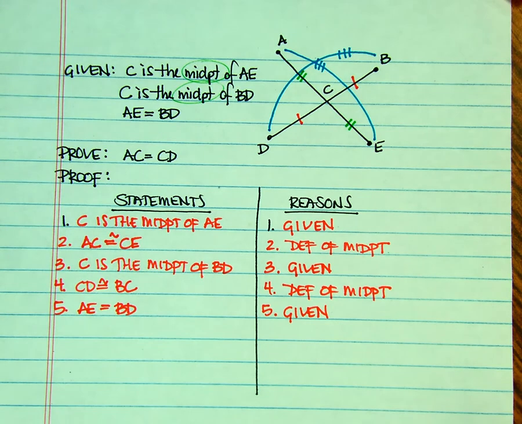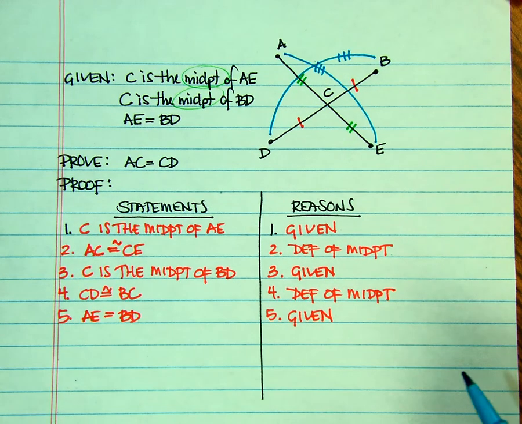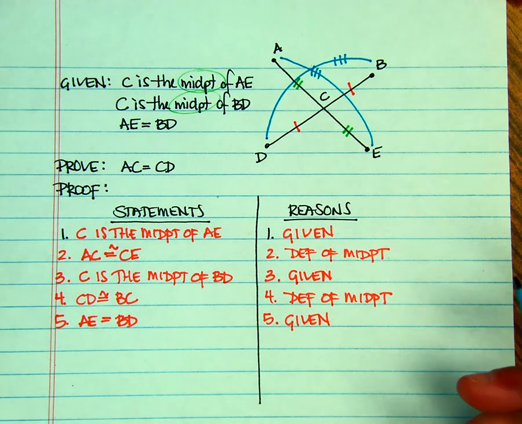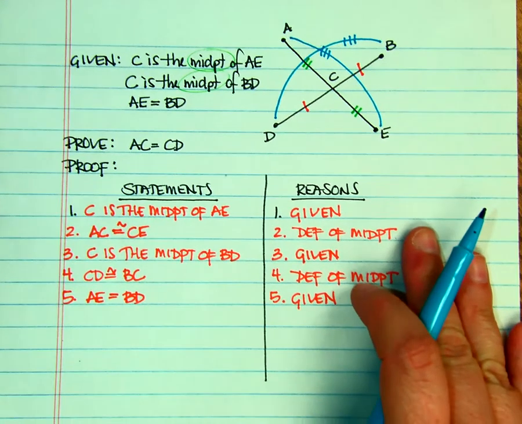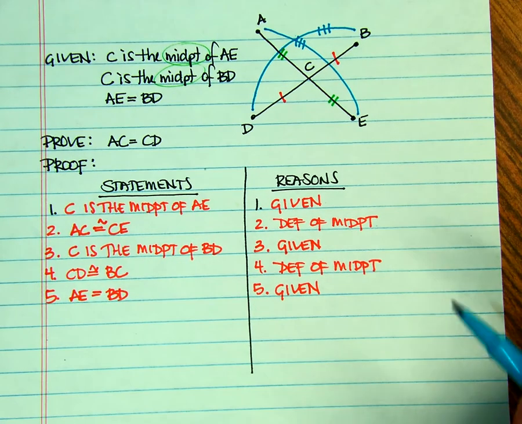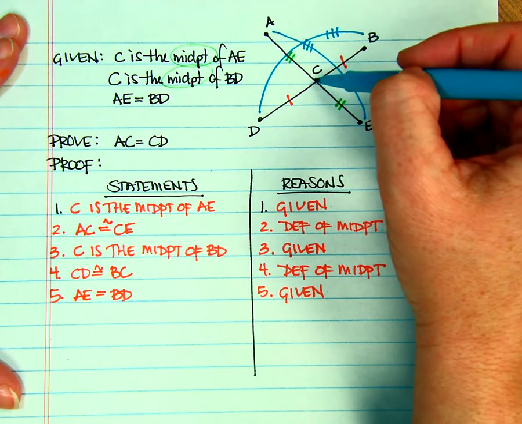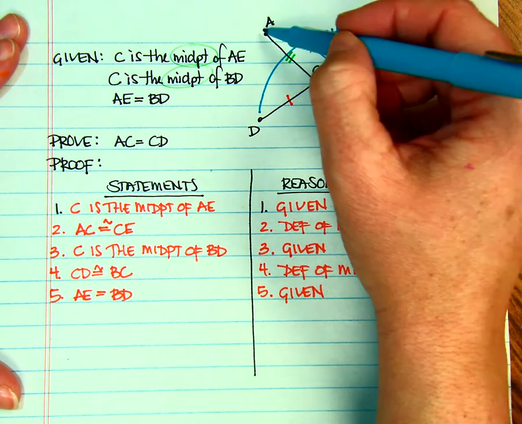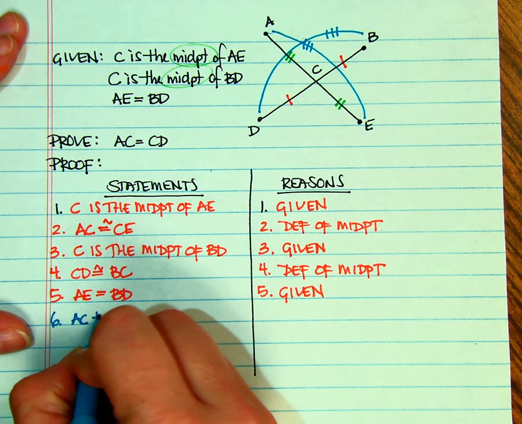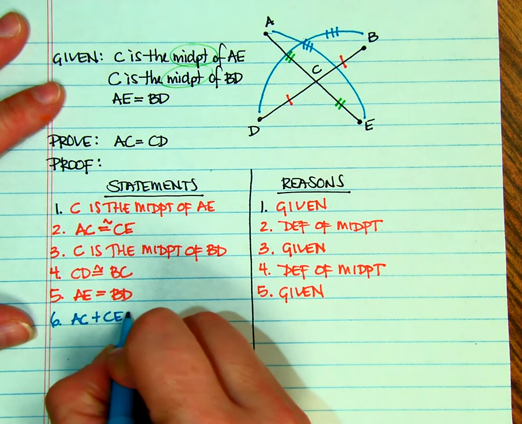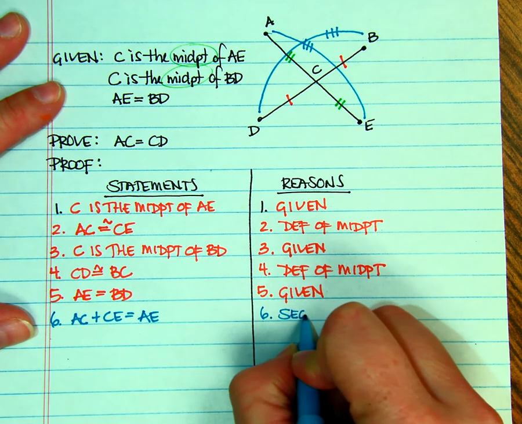Okay, so I'm kind of stuck. So I'm going to look at what I have. Well, I have segments. And 99% of the time, if I am using segments, I'm probably going to have to use the segment addition postulate. Because I'm at a standstill, I am going to use the segment addition postulate, for sure. So I know that AC plus CE equals AE. And I can say that because of the segment addition postulate.